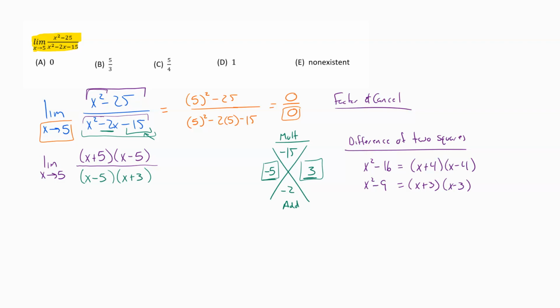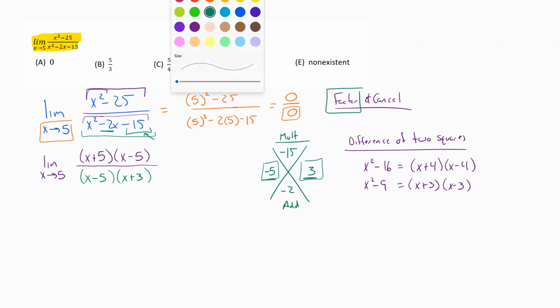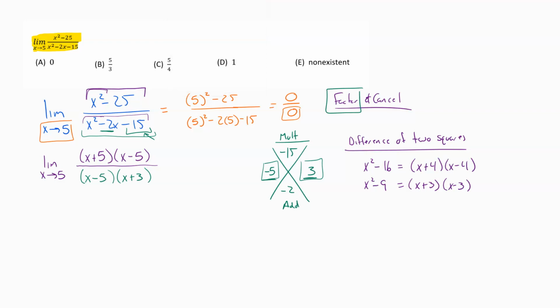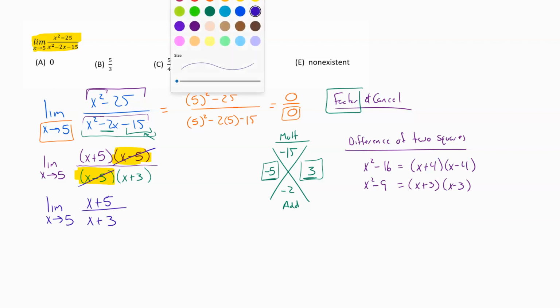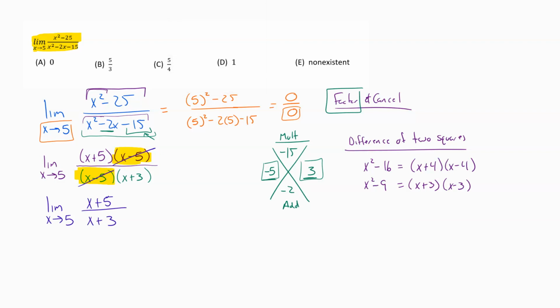And now, that's the factor portion of this problem. And then we're going to look to cancel. And sure enough, I've got an x minus 5 on top and an x minus 5 on bottom. And now that everything is being multiplied, I can cancel those things out. So the x minus 5s are going to cancel out. And then as I rewrite this, I'm looking at the limit as x approaches 5 of x plus 5 over x plus 3. And now I am right back to option 1 after I do that move.